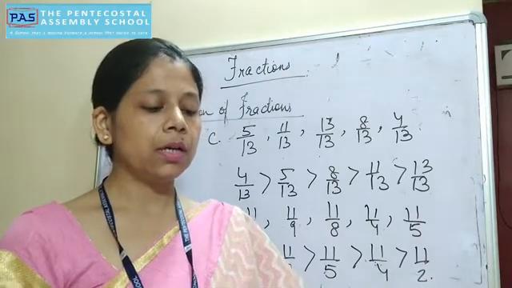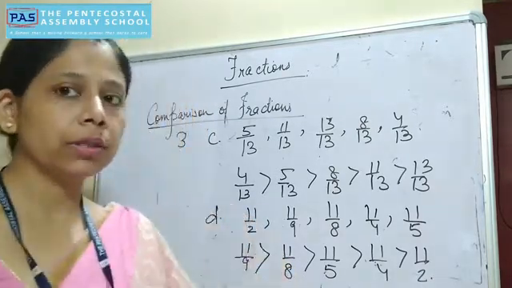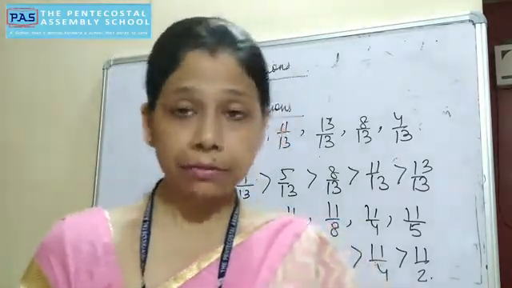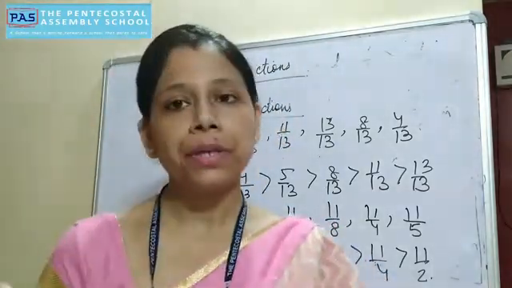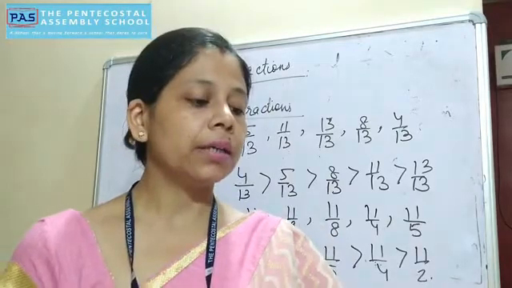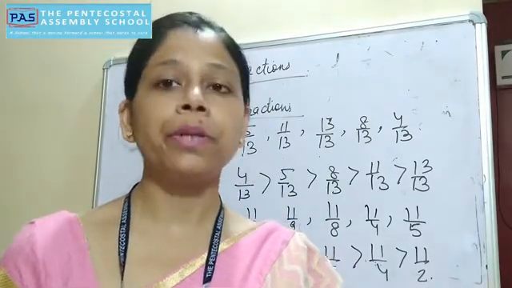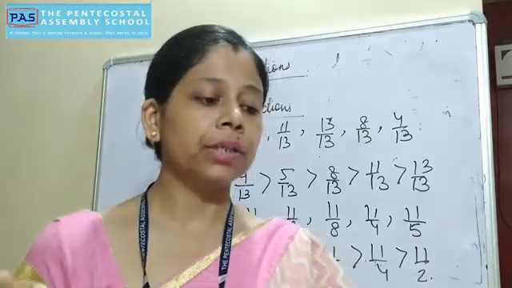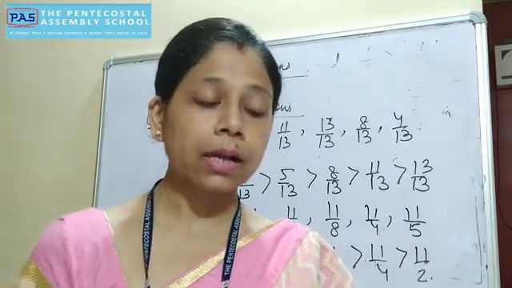Question first, 2 by 6 and 3 by 6, what is it? Tell me. It is a like fraction, isn't it? Because the denominators are same. Then the next one, the denominators are different. So it is, yes, unlike fraction.